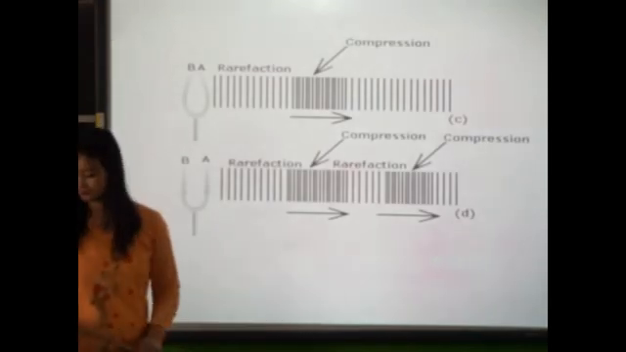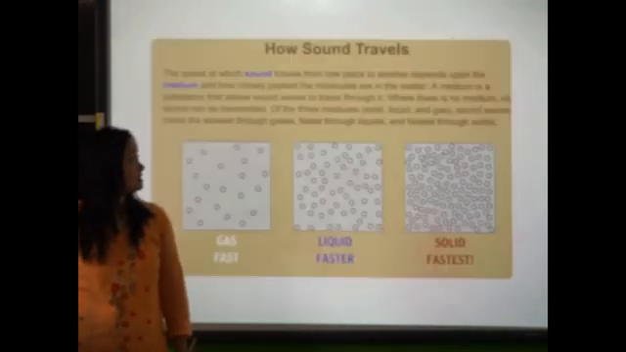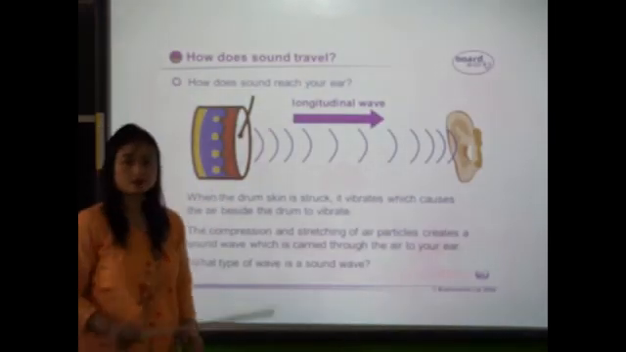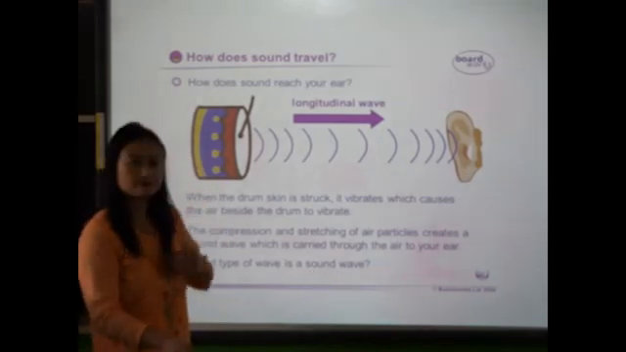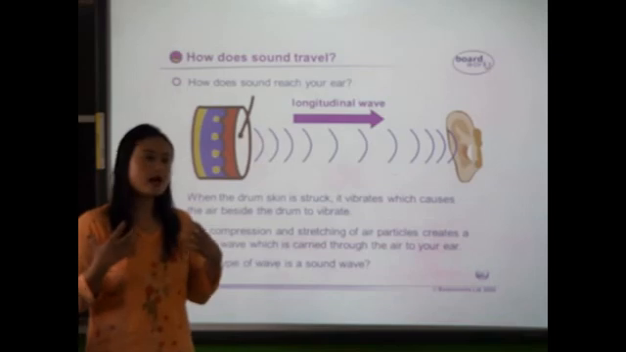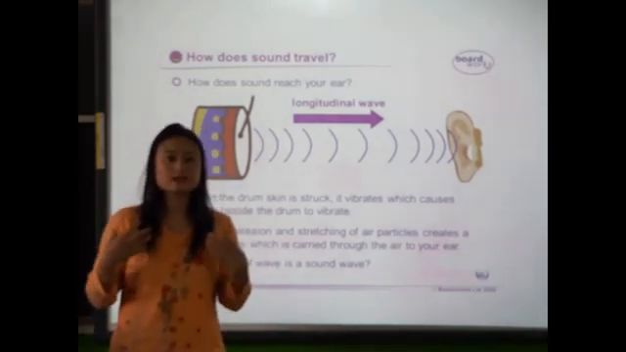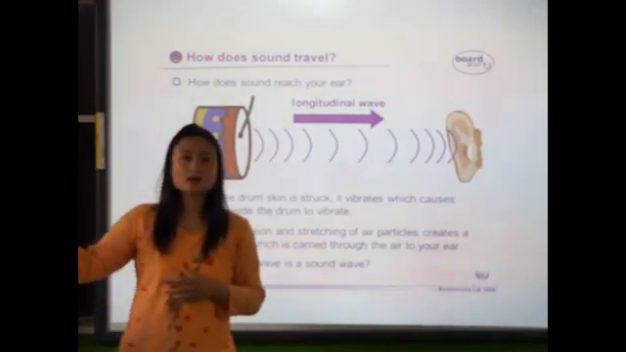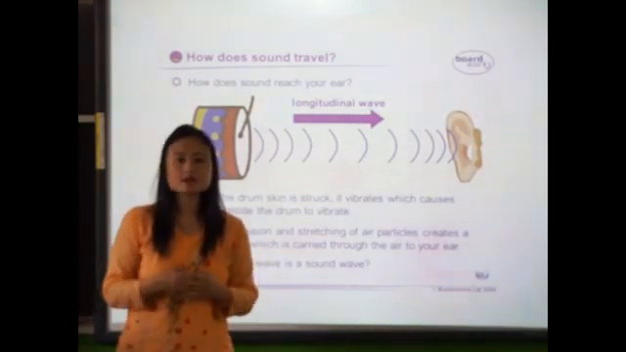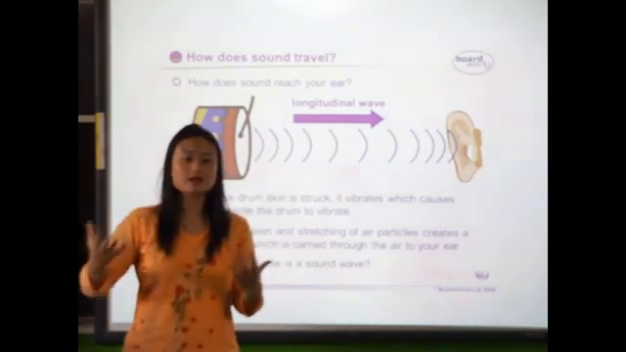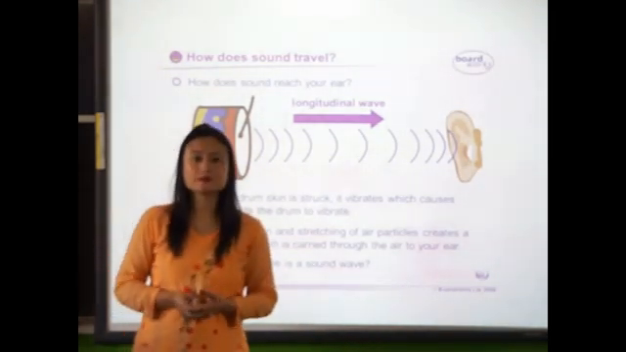Okay, now we'll discuss how does sound travel. Okay, now how does sound travel? How does sound reach our ear? For example, I am speaking right now, so you all can hear me because of the video. And the people who are around me can also hear my voice, isn't it? Now how does this sound travel and reach the ear of the other person?